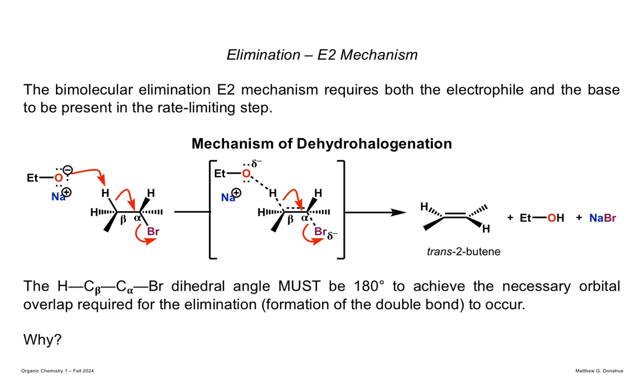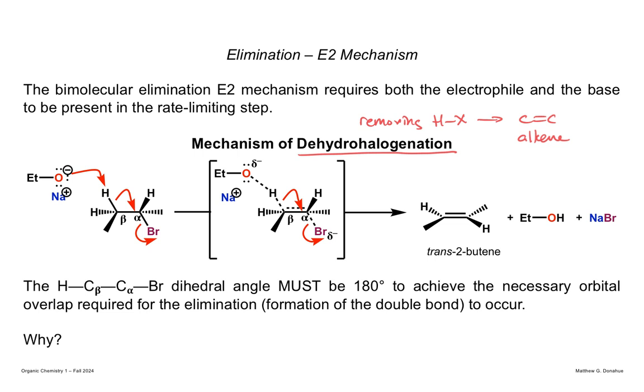So the different ways of drawing, again, will help you better understand the orbitals involved in this process. The reaction is called dehydrohalogenation. So you're removing the elements of HX to give you an alkene.